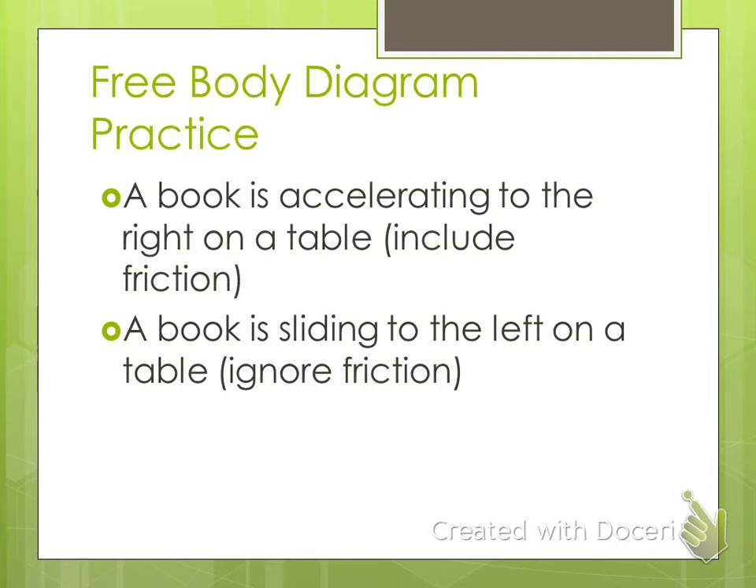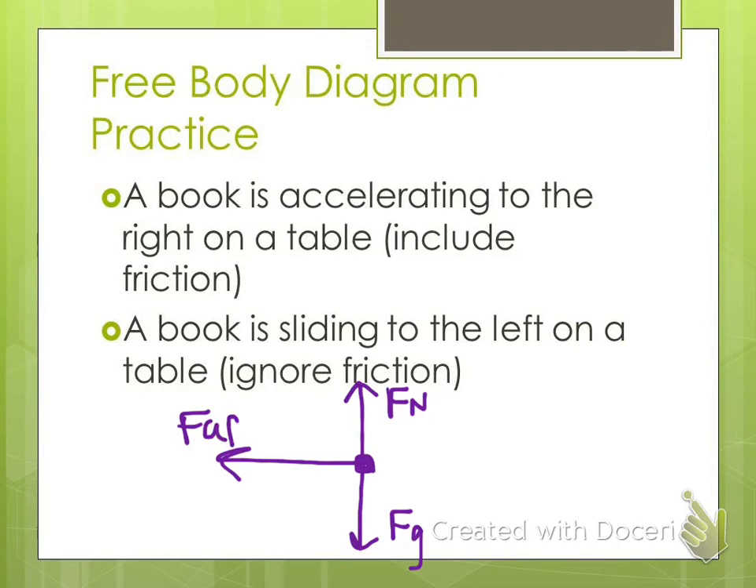So let's try this next example. A book sliding to the left on a table, and we want to ignore friction this time. So we've still got a gravitational force, and we've got to counteract that with something called the normal force, which we'll talk about here in a second. Our book's sliding to the left, so in this case, which direction does our applied force go? The left. Good. And you could call that F push, F sub P, whatever you want. I usually label it as an applied force because something has to be applied.